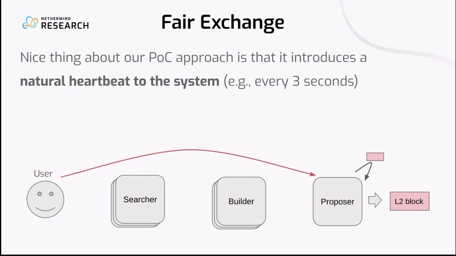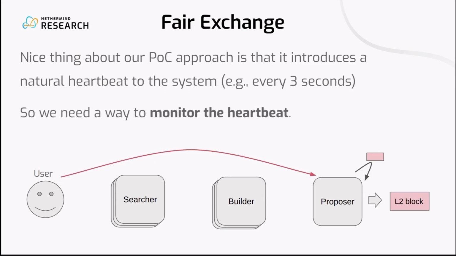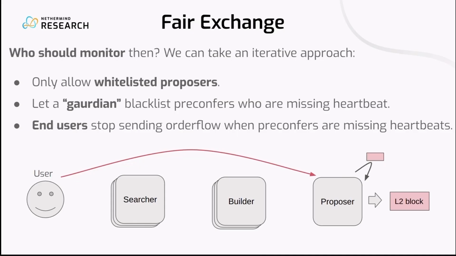So the nice thing about our POC approach is that it introduces a natural heartbeat to the system. Every 3 seconds, these L2 blocks have to be published, and this is going to be very visible to all the participants that are connected to this preconf P2P. So what we need is some way to monitor this heartbeat. So who should monitor then? For this, I think we can take an iterative approach. First, we can say that, okay, these proposers that are providing preconfirmations, we can only allow a whitelist of proposers to actually preconf.